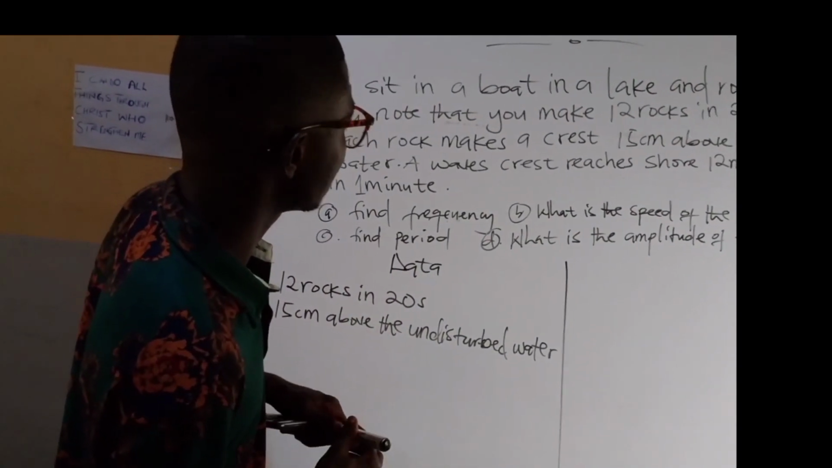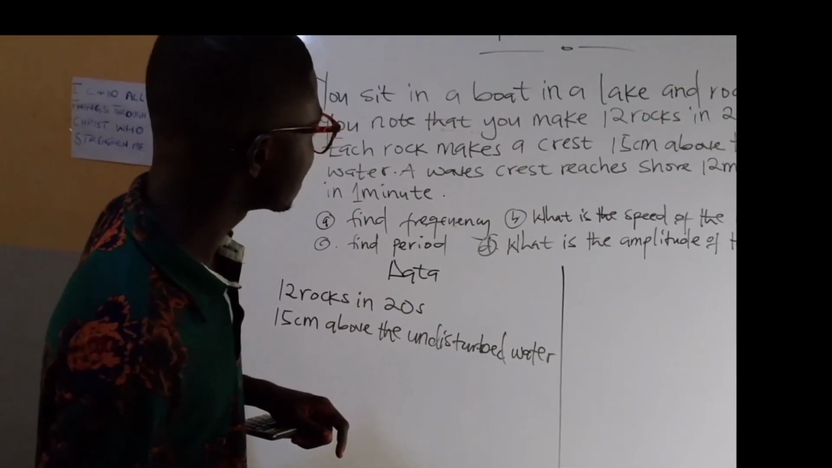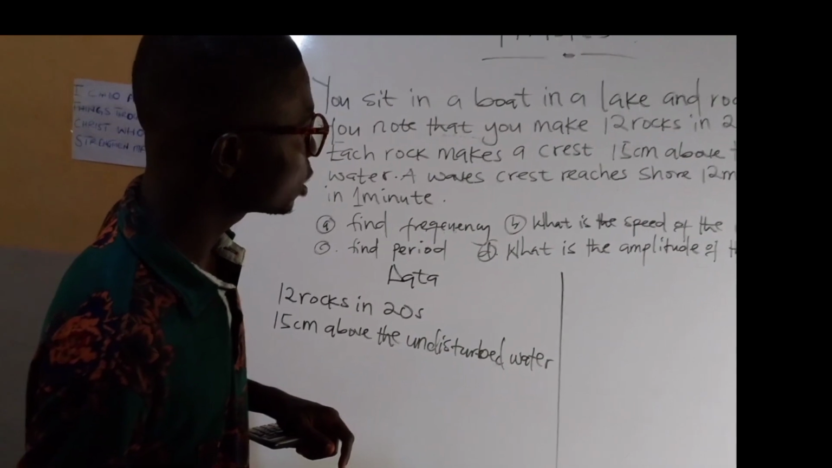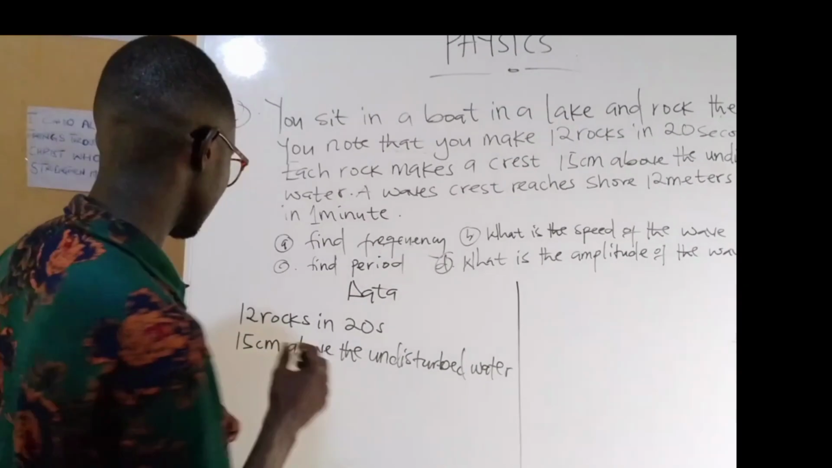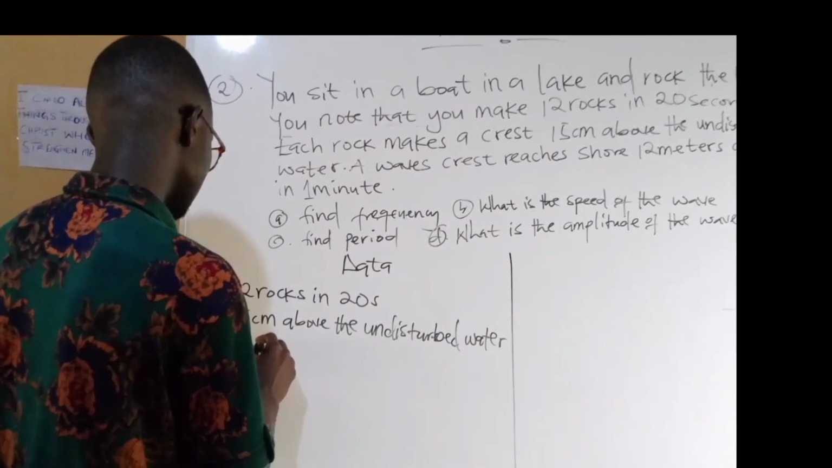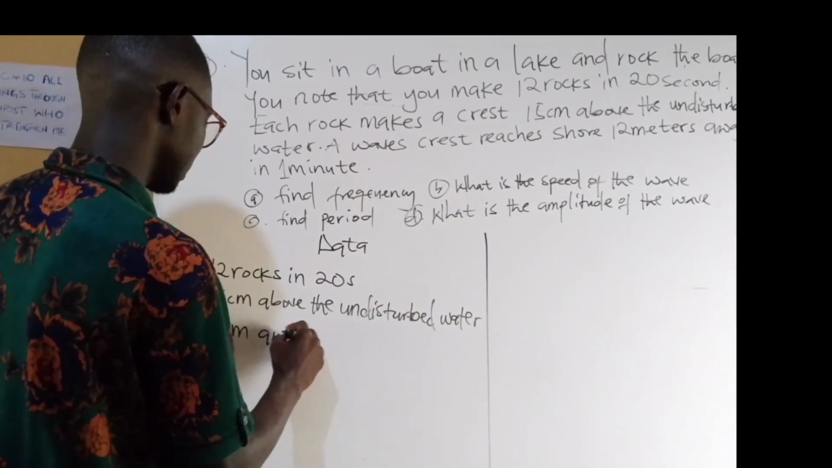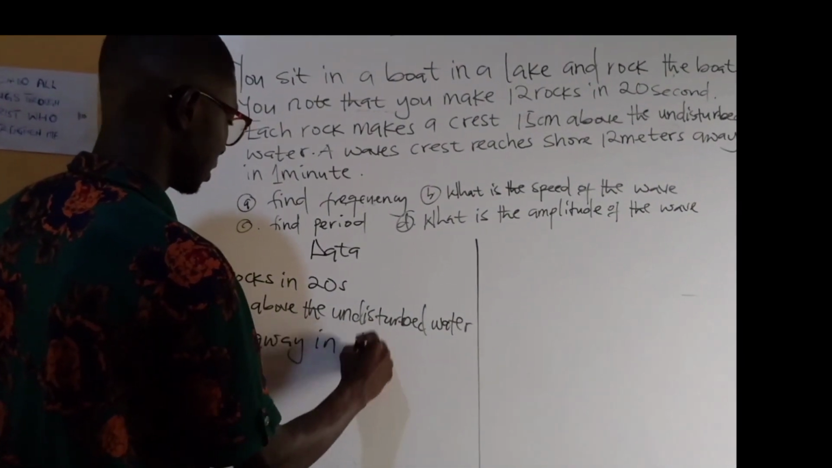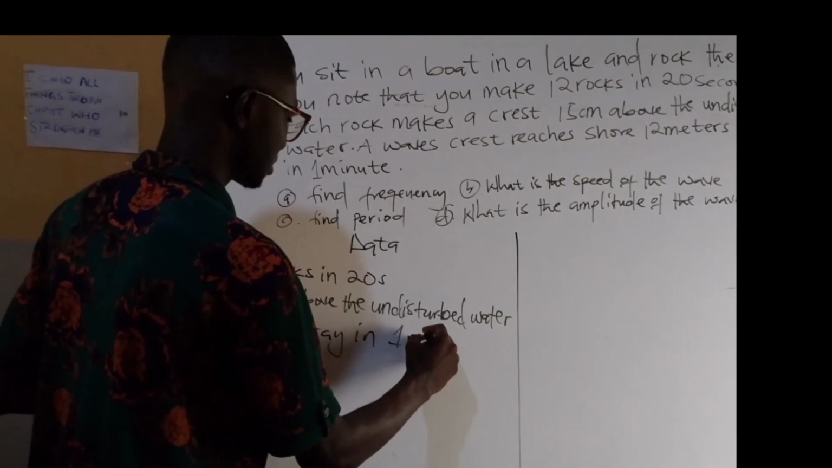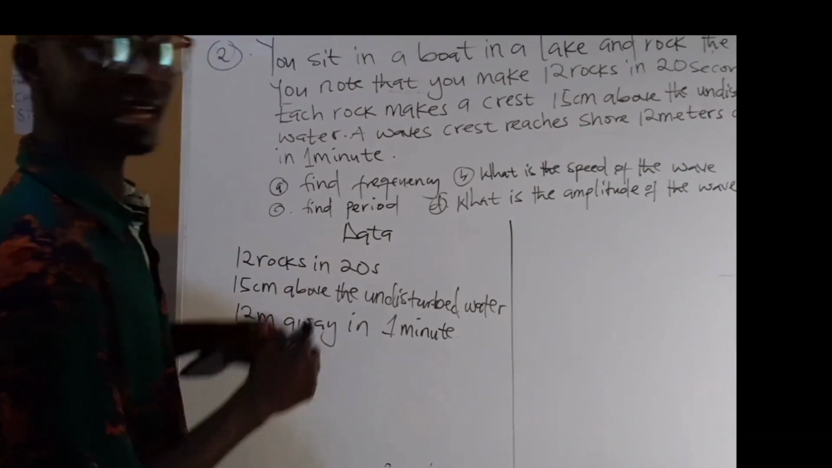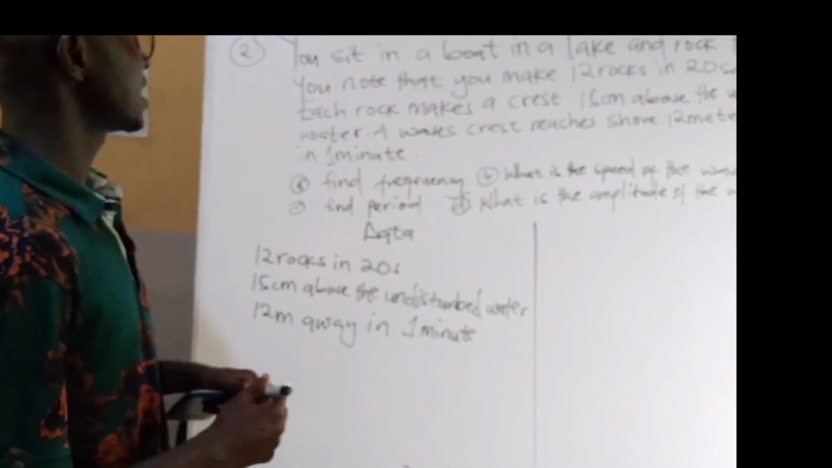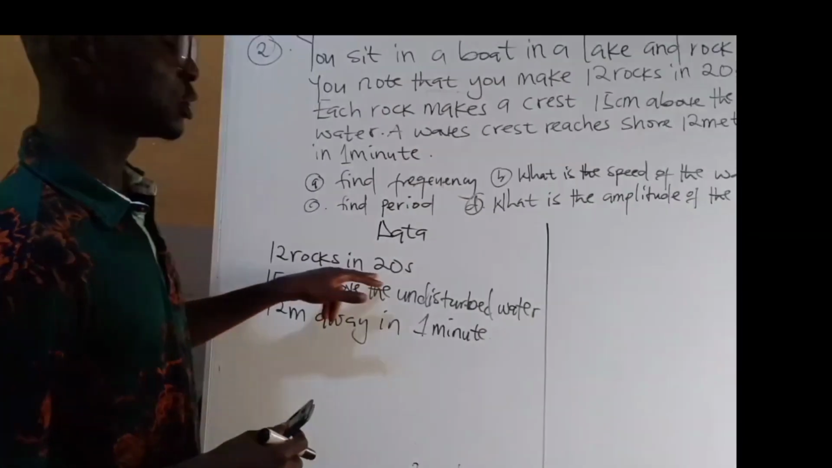And the last part of the question. A wave's crest reaches shore 12 meters away in 1 minute. So we have 12 meters away in 1 minute, right? So these are the data given in the question. So let's see. Now, 12 rocks in 20 seconds.